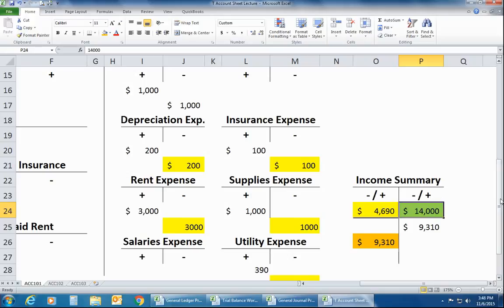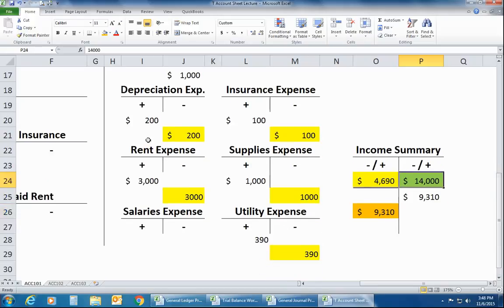Now the other accounts that we're going to zero out are going to be our expense accounts. Expense accounts have normal debit balances, so in order to zero them out, we're going to put a credit entry in each of those accounts to zero them out. At the same time, we're going to take the total for the amount of expenses that we are zeroing out and add that to the debit side of income summary. Since we have a $14,000 credit entry and a $4,690 debit entry, that leaves us with a balance of $9,310 in the income summary account.